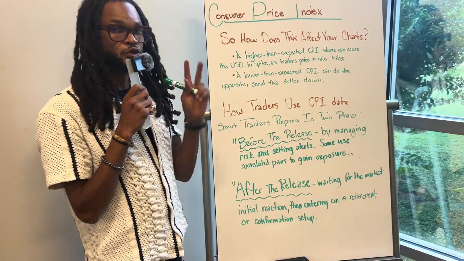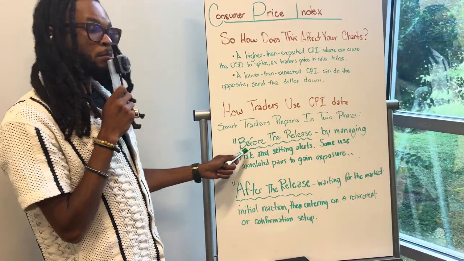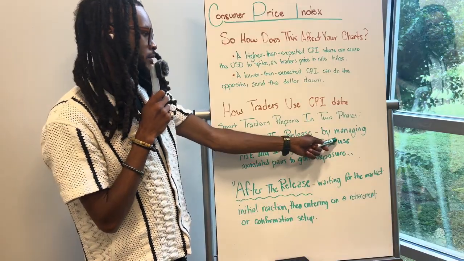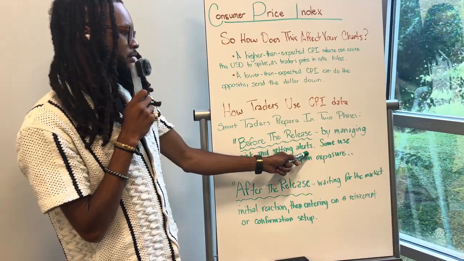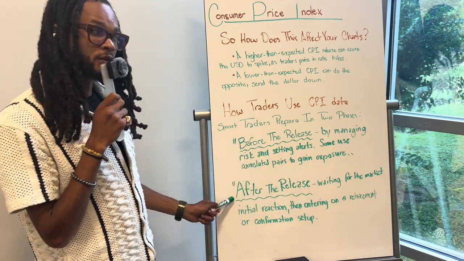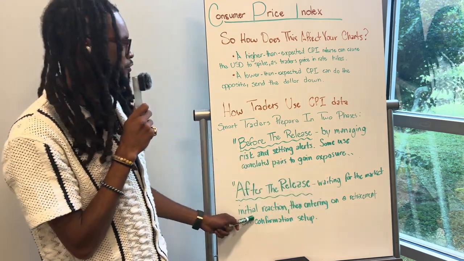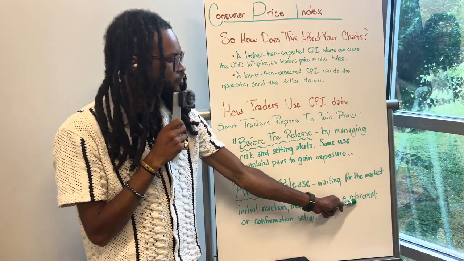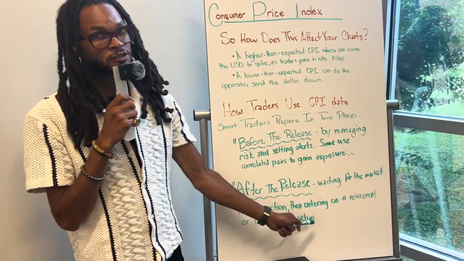Smart traders prepare in two phases. Before the release, by managing risk and setting alerts. Some use correlated pairs to gain exposure. After the release, waiting for the market's initial reaction, then entering on a retracement or a confirmation setup.